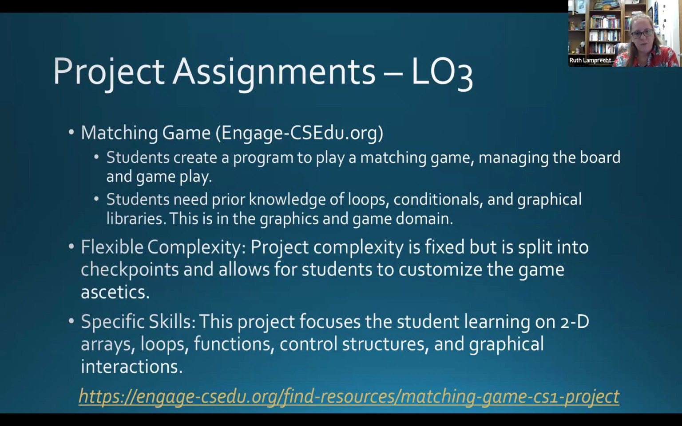For learning outcome 3, one assignment we included is a matching game found on the CSEDU resources site. This is a more complex project designed to engage students in something fun that will allow them to practice building their programming skills, but not diving into complex classes.